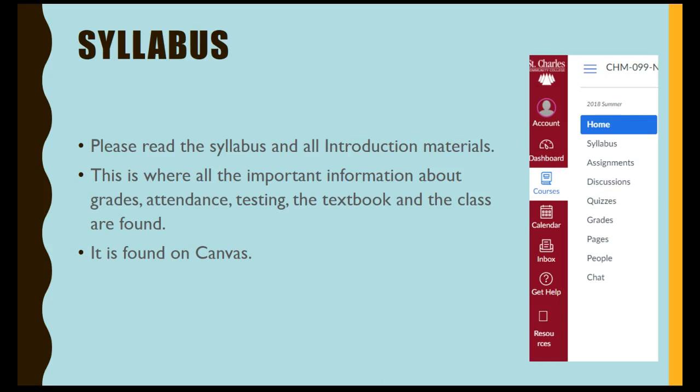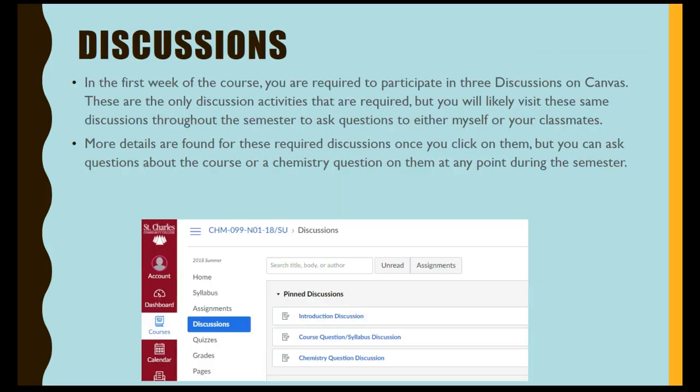The syllabus for our class can be found on Canvas, right below the Home button. If you click that, all of the information about grades and other introduction materials are present. So grades, the attendance policy, how tests work, the textbook itself, and other details about the class are found there. In the first week of the course, you will have to participate in 3 discussion activities on Canvas. These are the only required discussion activities for the semester, but you will come back and visit these throughout the semester if you have questions.